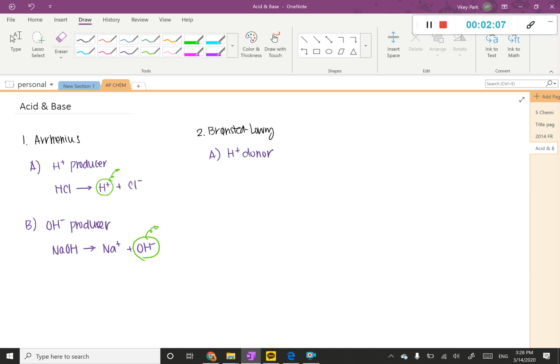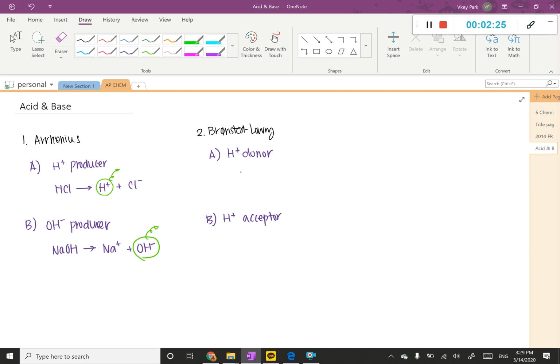A lot of times students look at it and they're like, what the heck, producer versus donor is the same thing, isn't it? It's not, because a donor always needs to have an acceptor. And it's kind of like paired up. If someone donates something, they have to have someone accepting it.